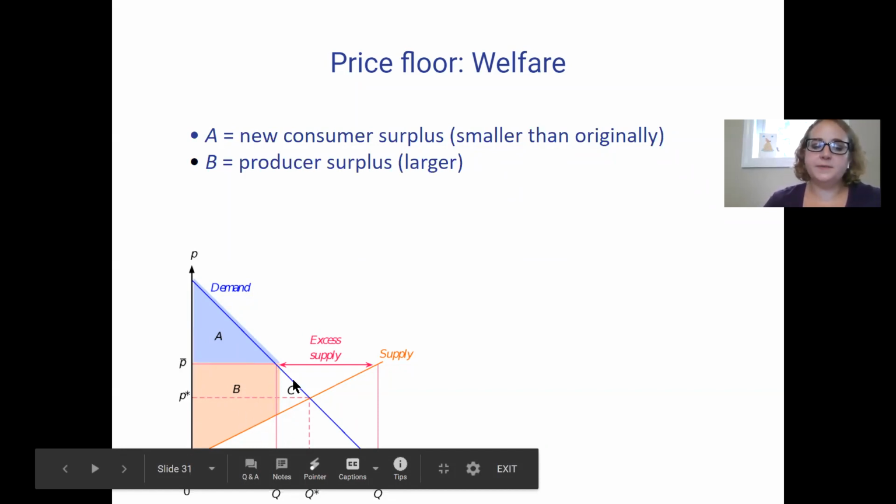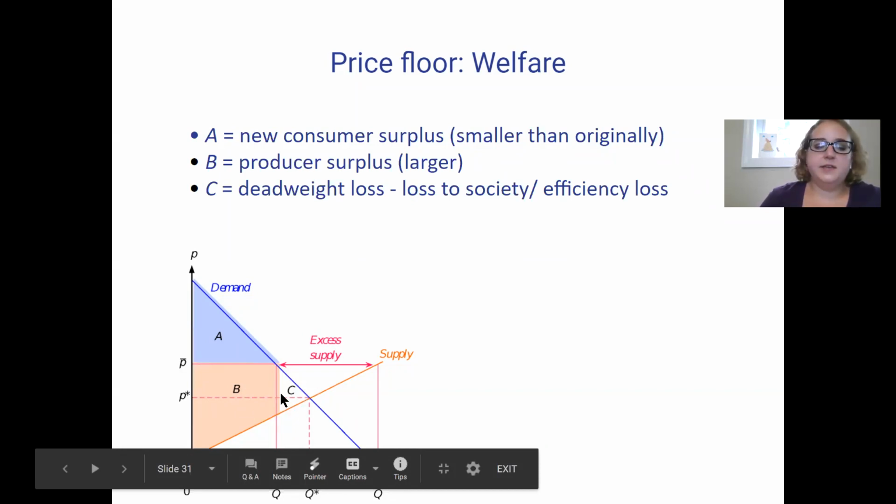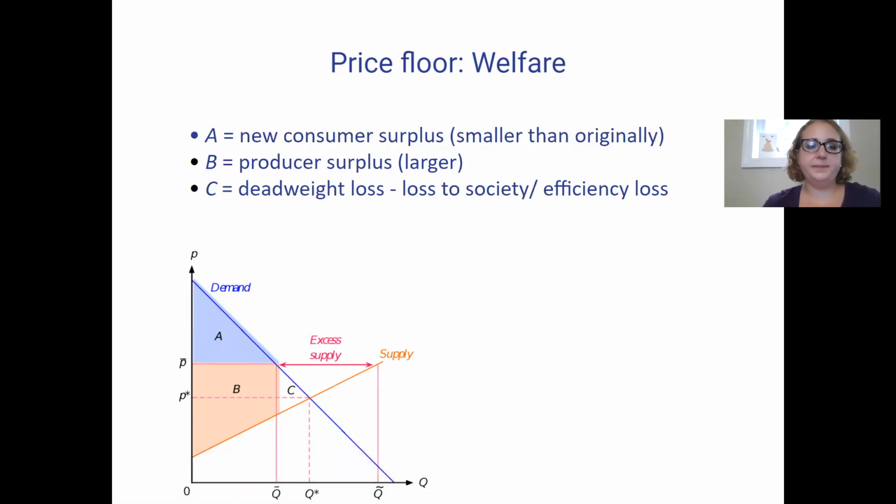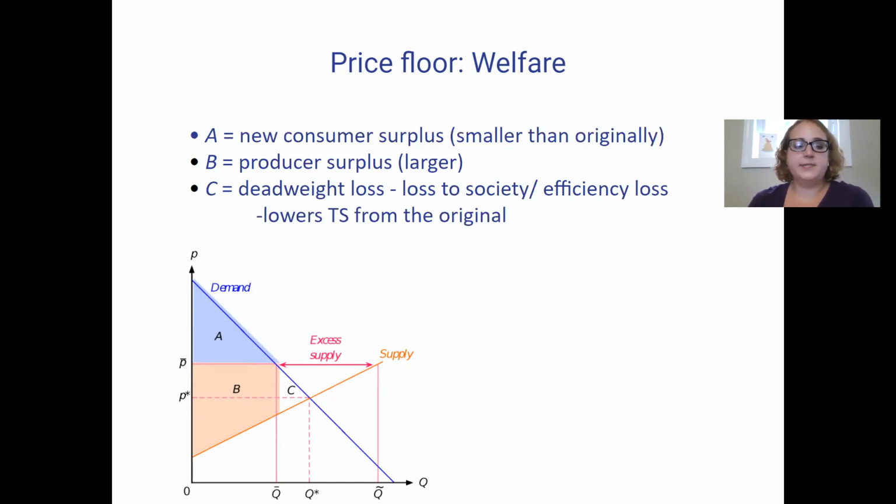We're still left with this C, or the deadweight loss, because there's basically the surplus that's not being sold. These sellers and these buyers aren't able to get their surplus like they would be if it were in equilibrium. So a price floor also leads to a deadweight loss. Our total surplus is going to be less than it was altogether.